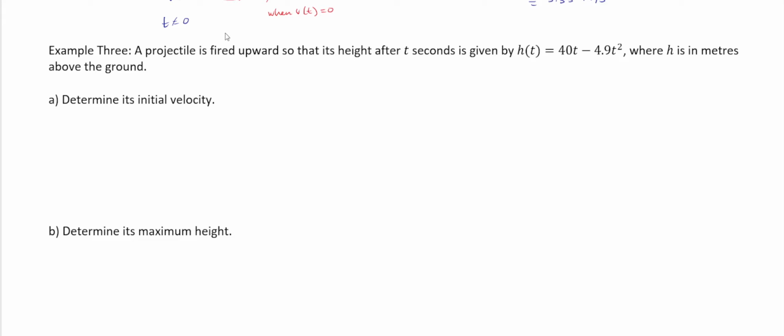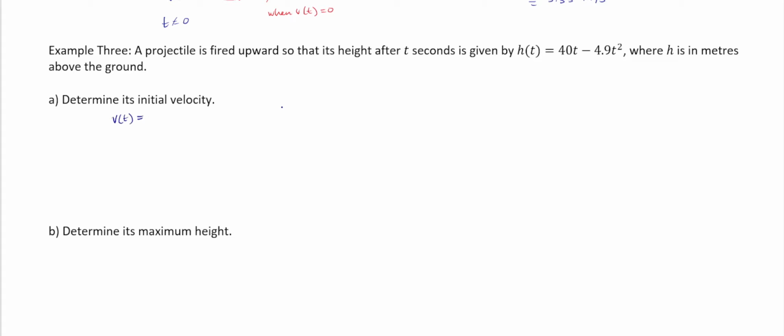A projectile is fired upward so that its height after t seconds is given by h(t) = 40t - 4.9t², where h is in meters above the ground. So I've got h in meters and t in seconds. Okay, so this is just projectile motion. Determine its initial velocity. So what I'm going to do is find v(t). Okay, so let me find v(t).